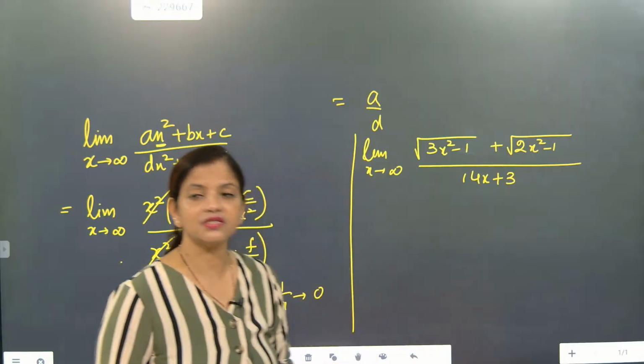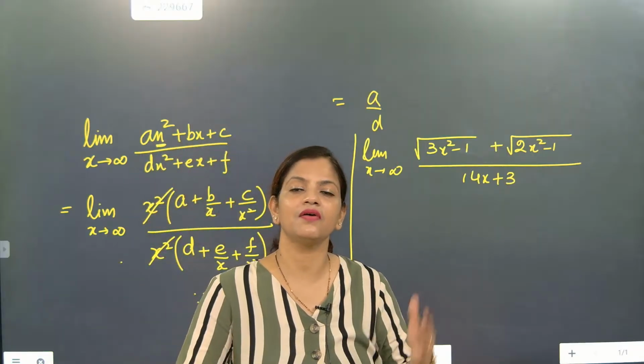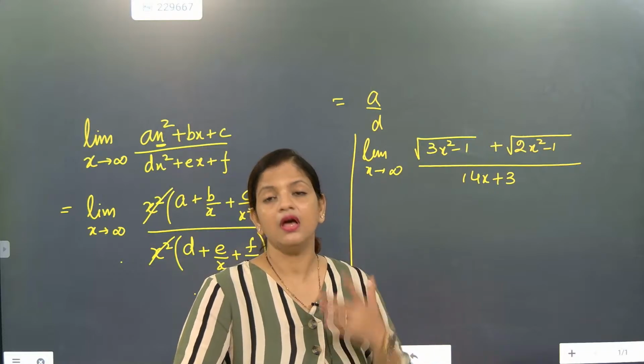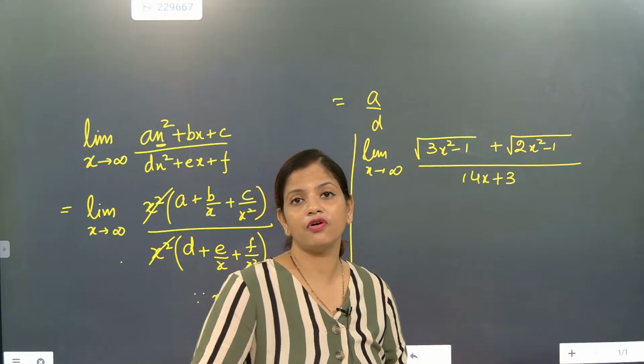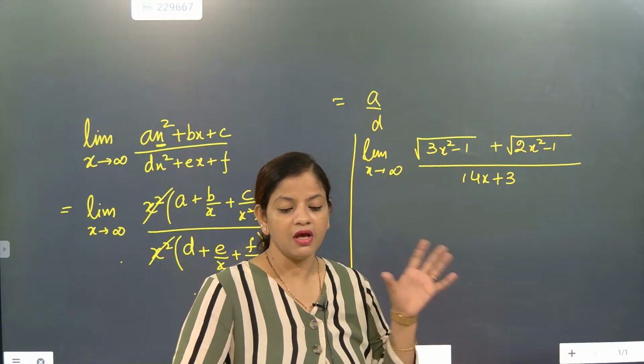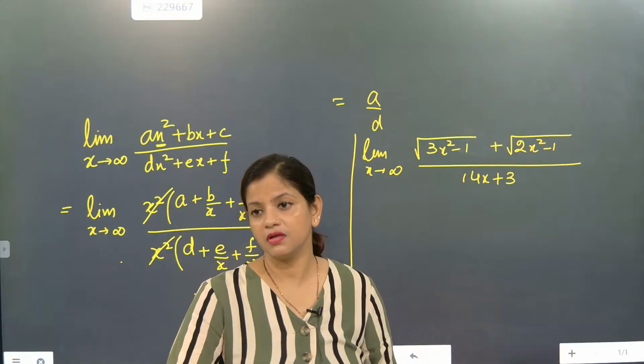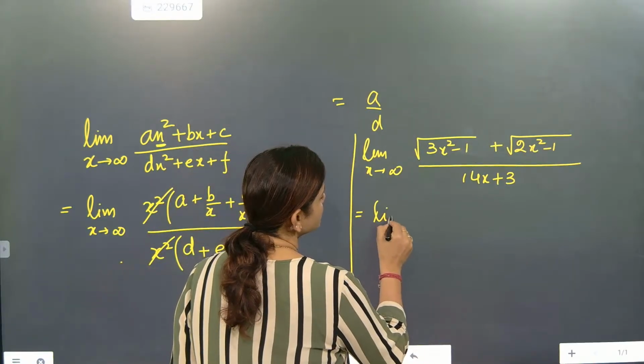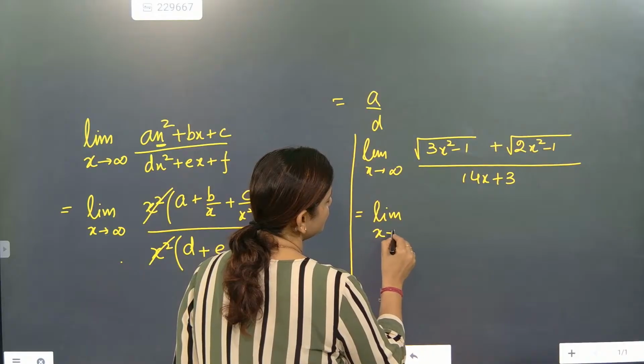But limit says that whatever the format is, our answer should not be infinity or 0 or not defined. Our answer should be in a defined format, and for that we have to do one piece of work. Let's check this one out. What work do we need to do? So here it is, limit x tends to infinity.